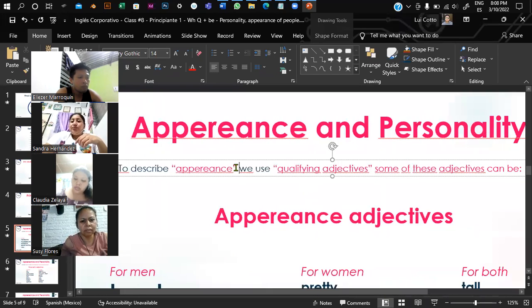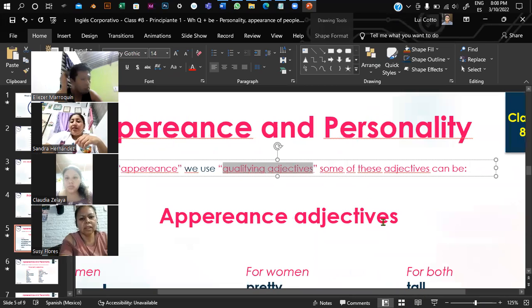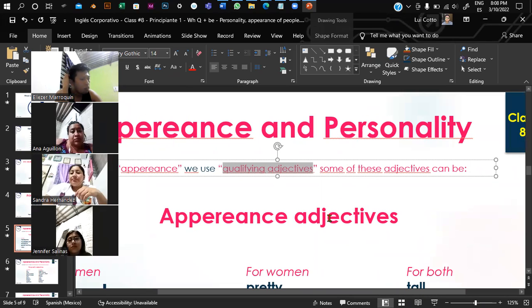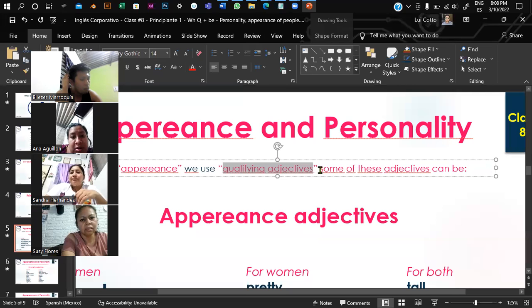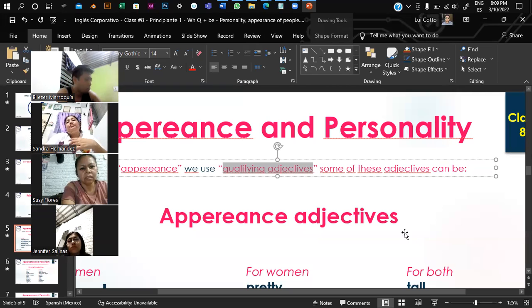We use qualifying adjectives. Some of these adjectives.